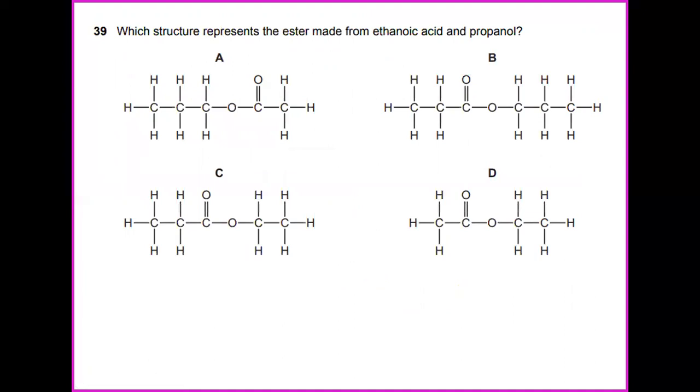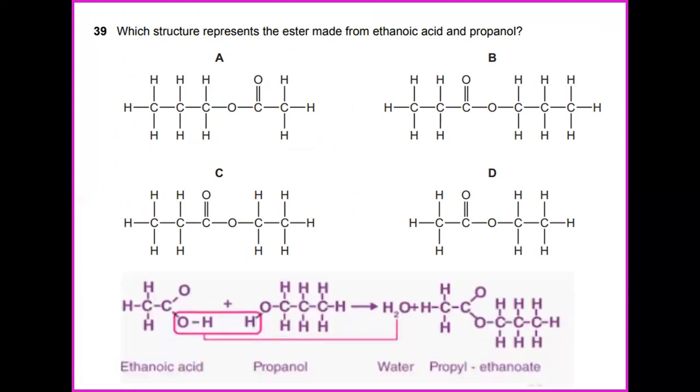And which structure represents the ester made from ethanoic acid and propanol? So if you can see, this is the formula for ethanoic acid, and this is propanol. So these two chemicals, ethanoic acid and propanol, will react to become propyl ethanoate, which is an ester, plus water. You can see the combination of OH in the ethanoic acid and H in the propanol to form water, H2O. So the answer to this will be A.